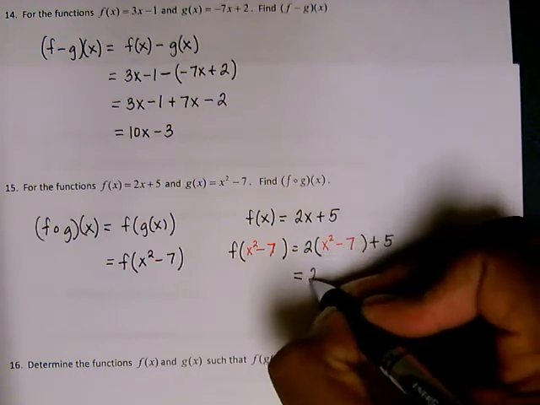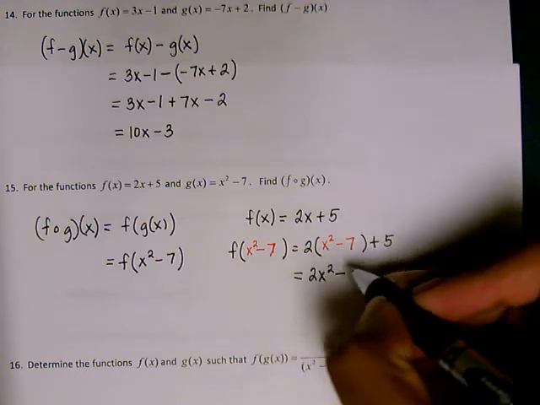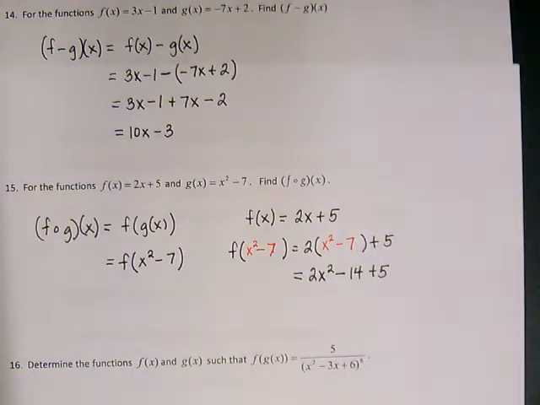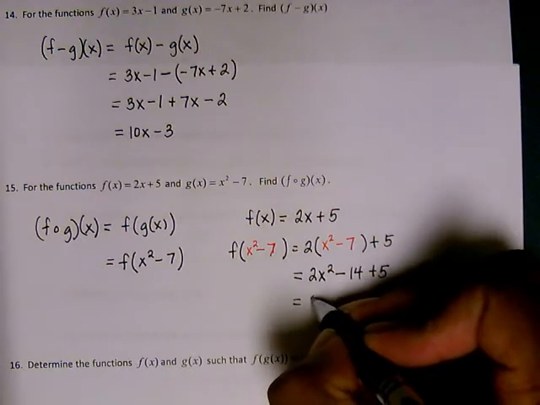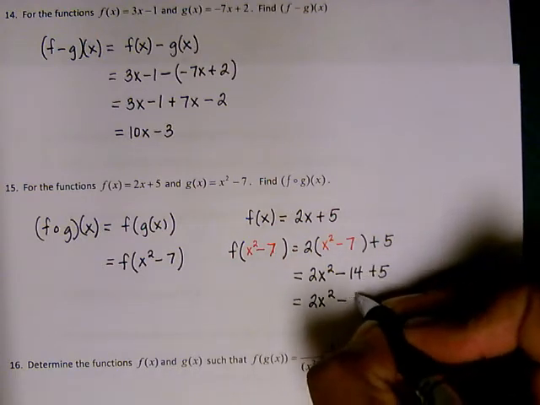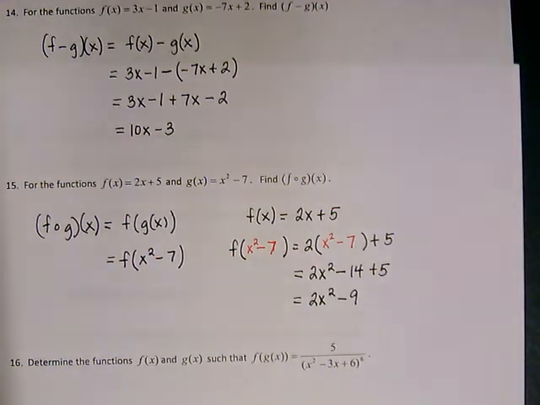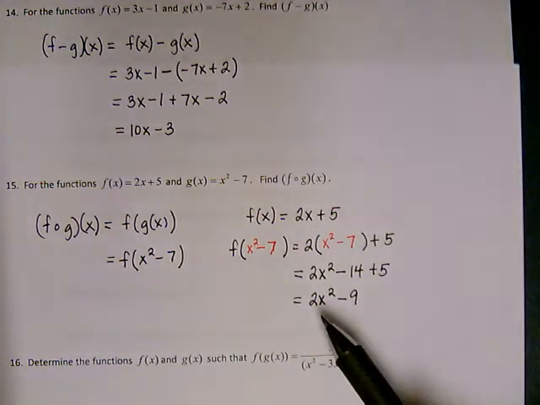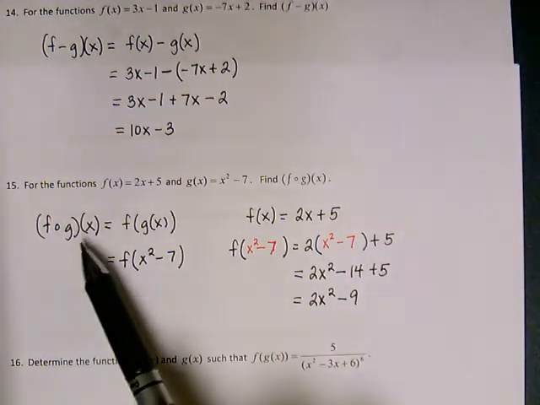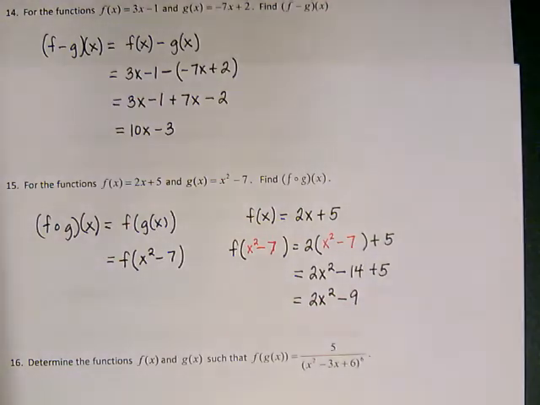2 times x squared, that's 2x squared, minus 2 times 7, that's going to be 14, plus 5. And then combine like terms here, bring down the 2x squared, and then negative 14 plus 5 would simply be minus 9. So this will end up being 2x squared minus 9. And that represents the composition of f with g of x.